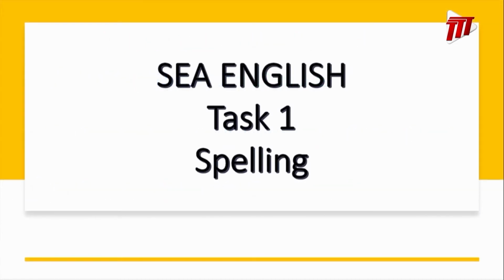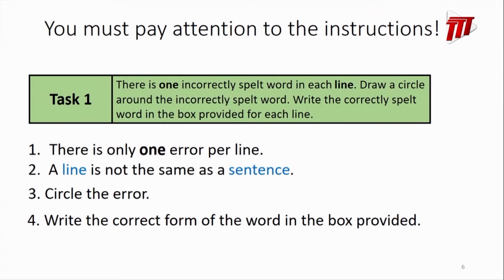Section one, or task one, spelling. Remember, your instructions are important. They are what guide you into doing exactly what you need to do for your questions. So in the spelling, the instructions let you know that you have to circle the word that is spelled incorrectly in each line and write the correct word in the box provided. Two simple instructions, right? So let's go straight to our passage. You read carefully and see if you can figure out what words are spelled incorrectly, all right?